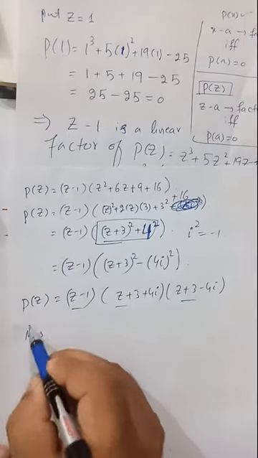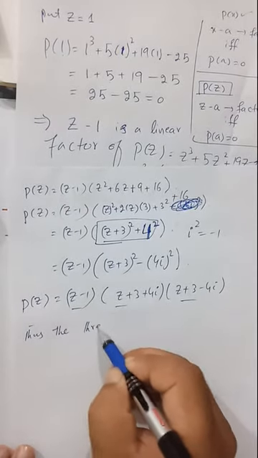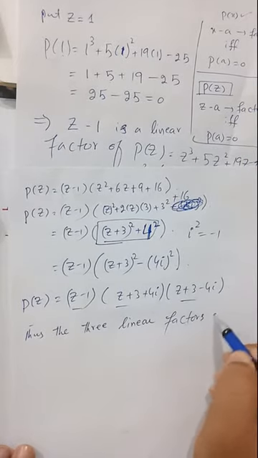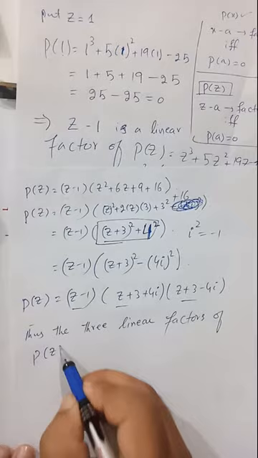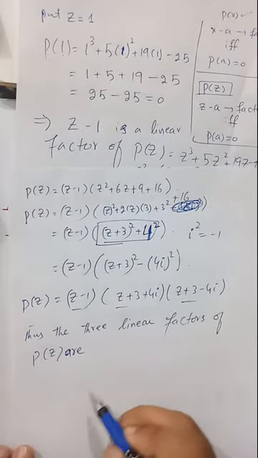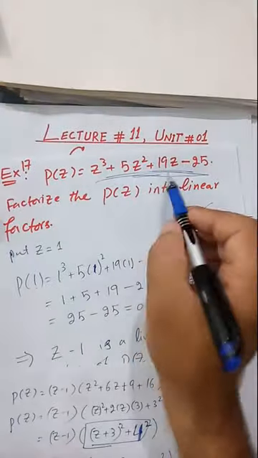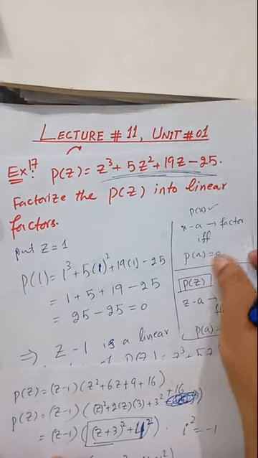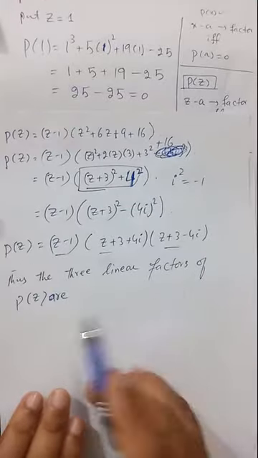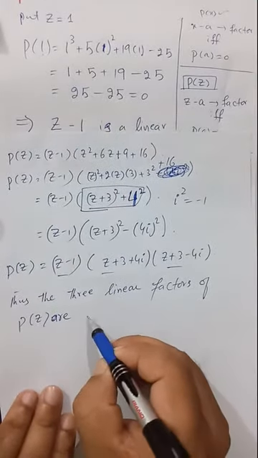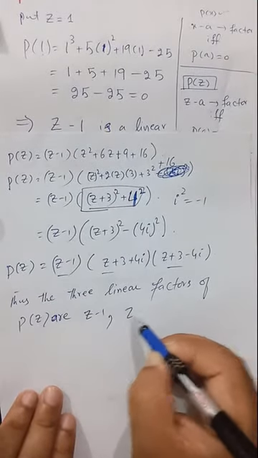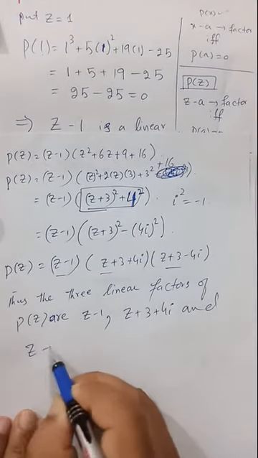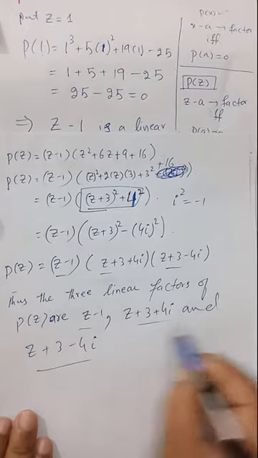So thus the 3 linear factors of p of z, the polynomial which is given in the question, z cube plus 5z square plus 19z minus 25. So p of z is converted into 3 linear factors. The linear factors are z minus 1, z plus 3 plus 4 iota, and z plus 3 minus 4 iota. So these are the 3 linear factors.